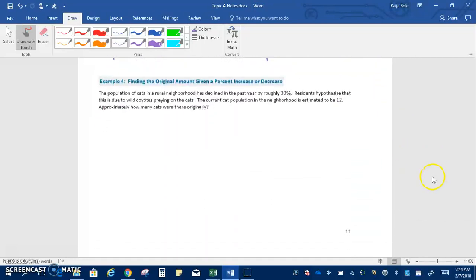So moving on to example 4 here. It says, example 4, finding the original amount. So now we're looking for that original amount given the percent increase or decrease. So this is going to be a little different setup. It says the population of cats in a rural neighborhood has declined, that's important, in the past year by roughly 30%. Residents hypothesize that this is due to wild coyotes preying on the cats. The current cat population in the neighborhood is estimated to be 12. Approximately how many cats were there originally?